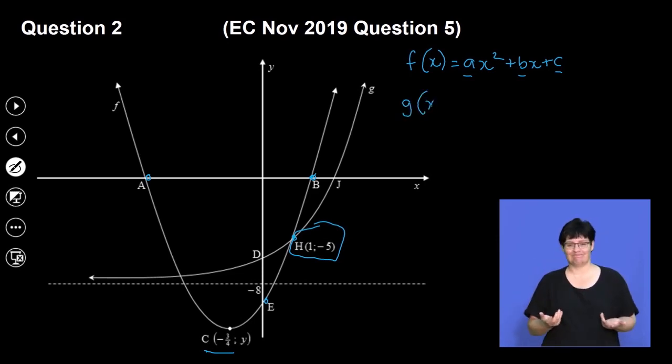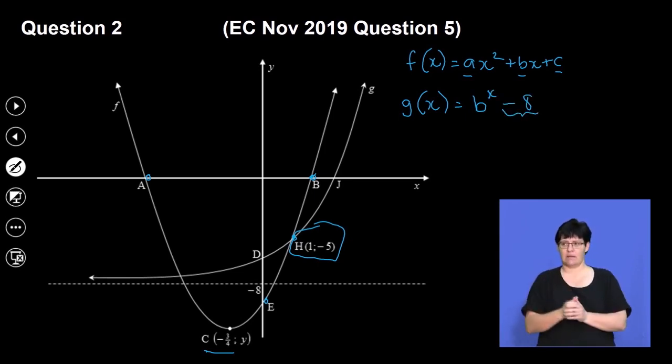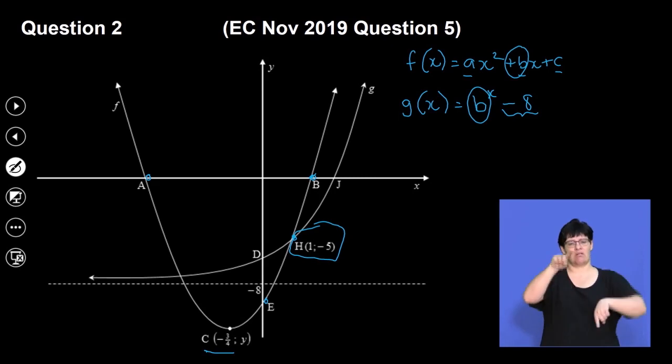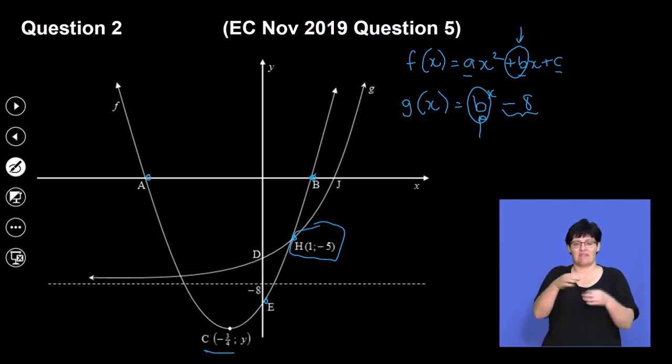But if you look carefully, the equation of the exponential curve was y, or g of x, is equal to b to the power of x minus 8. So we know that q is equal to -8 from the last question. And because those are the same variable, they're actually the same value. So if we can find the value of b over there, the base of the exponential equation, then we can use that same value of b over here.